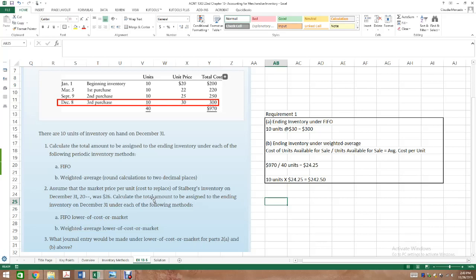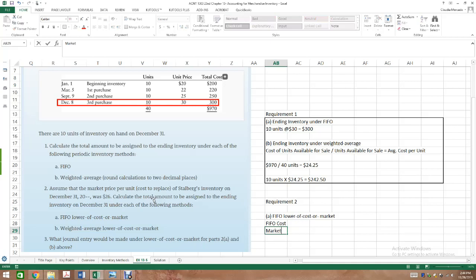Now, we have to calculate the amount to be assigned to the ending inventory using each of the methods. Okay, so requirement 2. So, letter A for requirement 2. It says, the first one we have to do is either FIFO, lower of cost or market. Okay, so we have to compare our FIFO cost and our market.